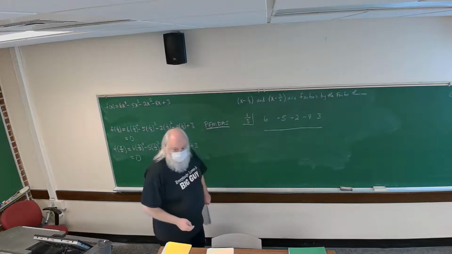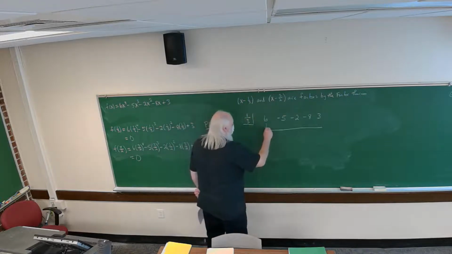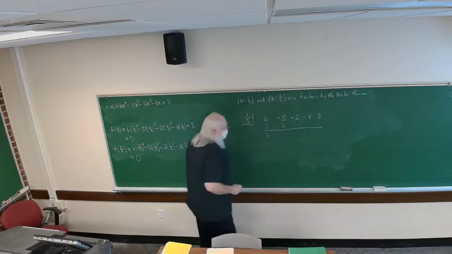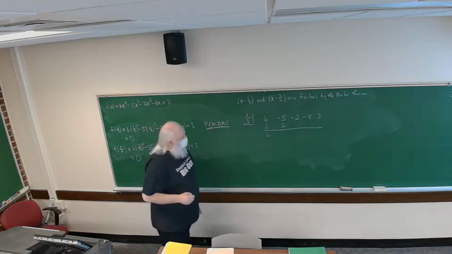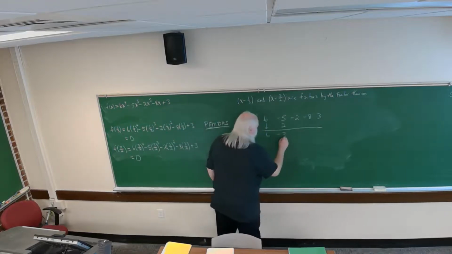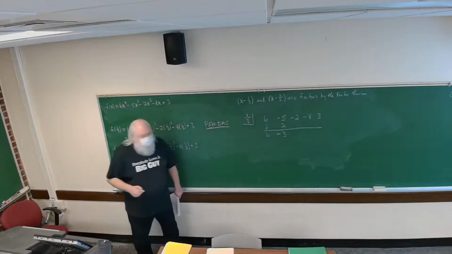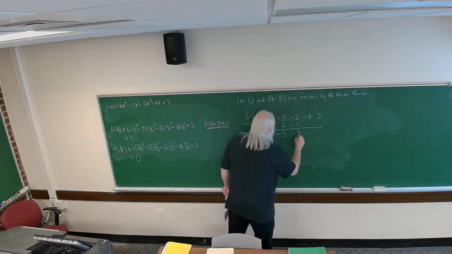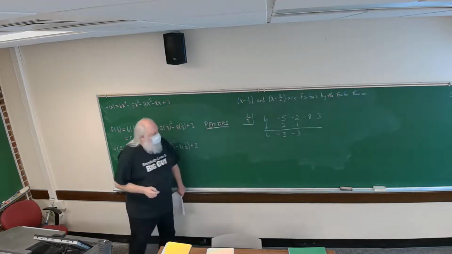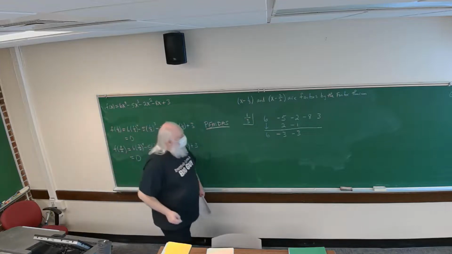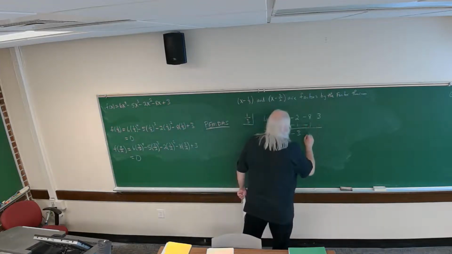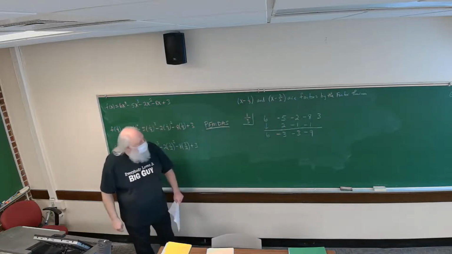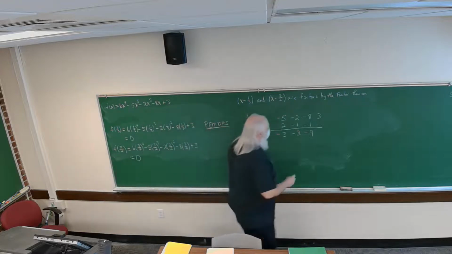So you know the procedure. Bring down the 6, multiply it by 1/3, you get 2. Put 2 in the next column. Add it to -5, you get -3. 1/3 times -3 is -1. Put it in the next column. Add it to -2, you get -3. 1/3 of -3 is -1 again. Add it to -8, you get -9. And 1/3 of -9 is -3.